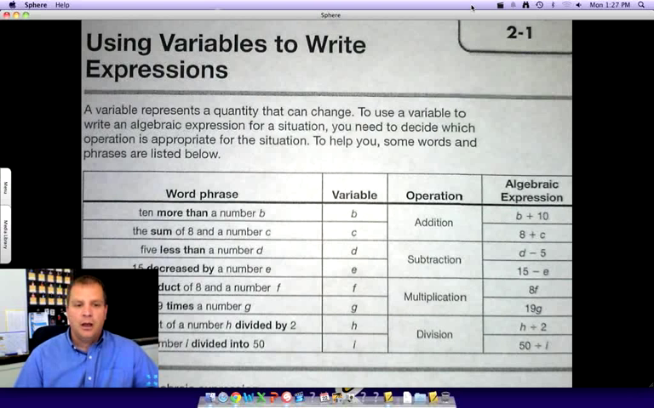The next operation that you see is subtraction. Word phrases that go along with subtraction would be less than, decrease by. Another one would be fewer. The third operation listed is multiplication. Product of, times, those are the two most common. You might also see multiplied by. And then finally division: divided by, divided into, and then of course quotient, the quotient of H and 50. A division problem using H as your variable and 50.